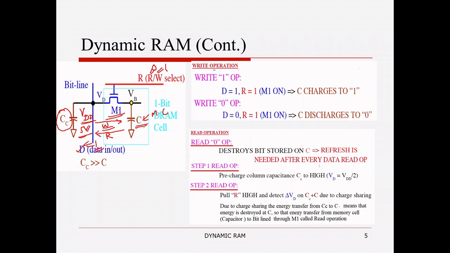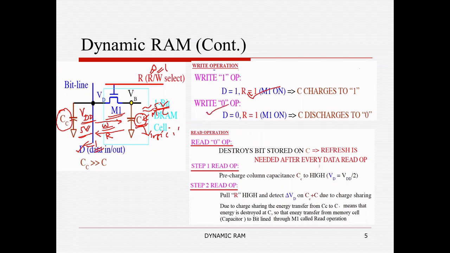Since transistor M1 is in the on condition, that 5 volt will pass through transistor M1 and be connected to the capacitance. The voltage stored across the capacitor will be 5 volt. It means that it holds the value of logic 1. So this is called a write 1 operation.